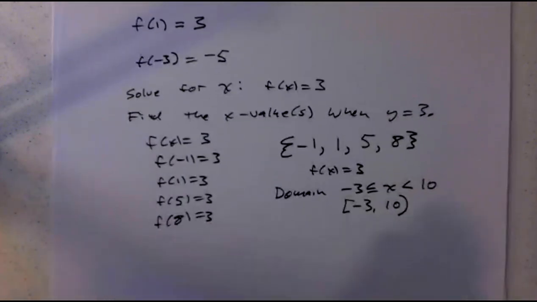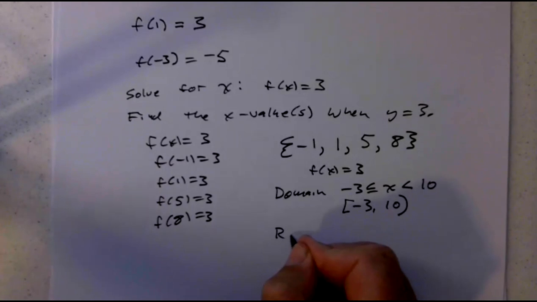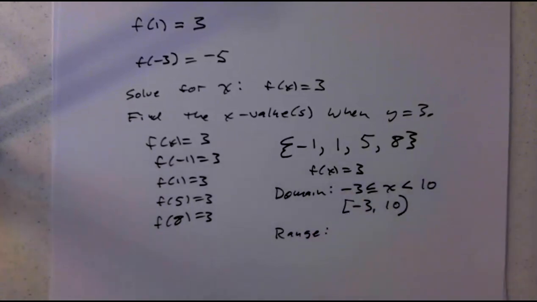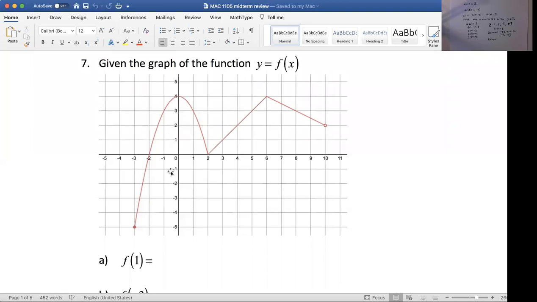And the range are the y values. Let's take a look at those. What's the lowest y value I see? What's the highest y value I see? Lowest y value I see is -5, and it's a closed bracket because it actually gets to -5. There's no open circle issue here. So -5 works as a y value. -6 does not. There is nothing below -5 on this graph. -5 is the lowest it gets.